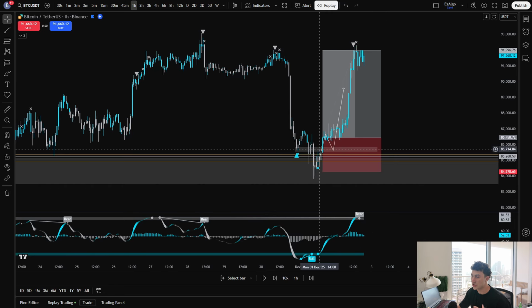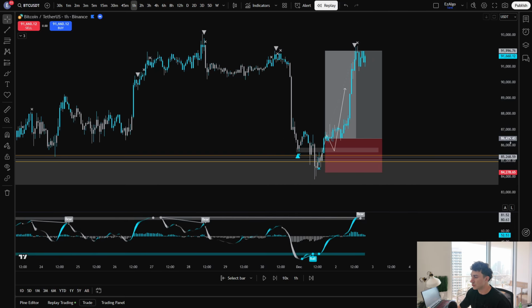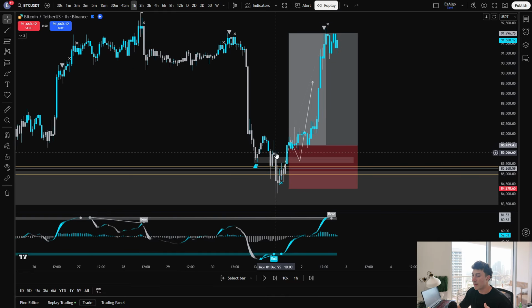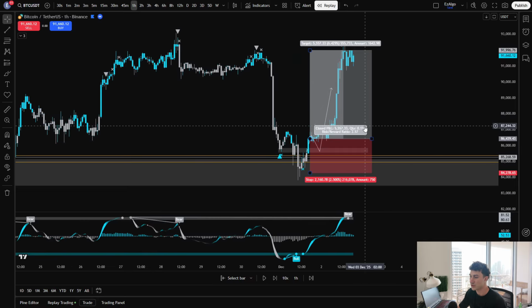So if you're going to trade the strategy, just enter off of the inverse as soon as you get that candle closure above. Remember, not a wick above, but a candle closure above that inverse fair value gap. That is when you can enter the trade.